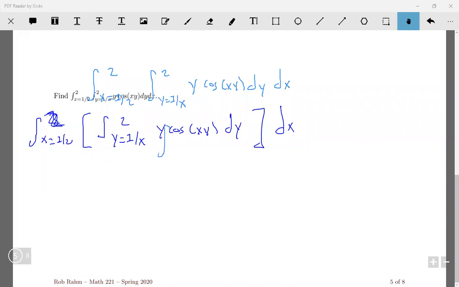So if we switch the order of integration, y is going to go from here to here. And for every value of y, x is going to go from 1 over y to 2. So x goes from 1 over y to 2. And then y will go from 1/2 to 2.